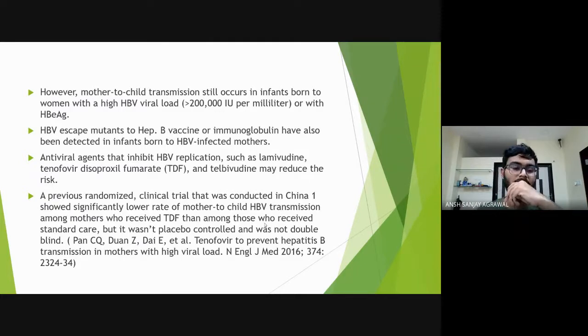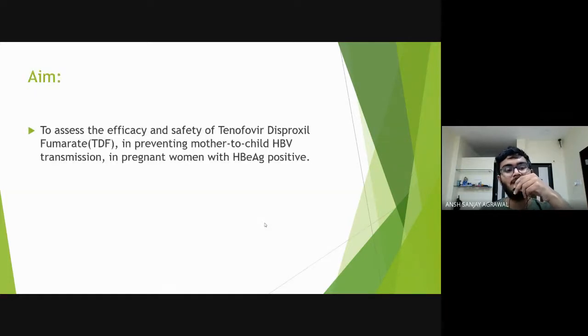So there was a previous RCT done before this study that was conducted in China, which showed a significantly lower rate of mother-to-child HBV transmission among mothers who received TDF than among those who received standard care. But it had two big limitations. It wasn't placebo-controlled and was not double-blind. So there was a need for a study that overcame these limitations and had a much more robust study design. So what was the aim of the study that we are discussing today?